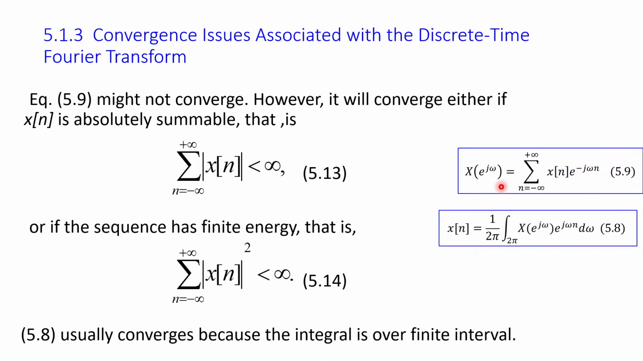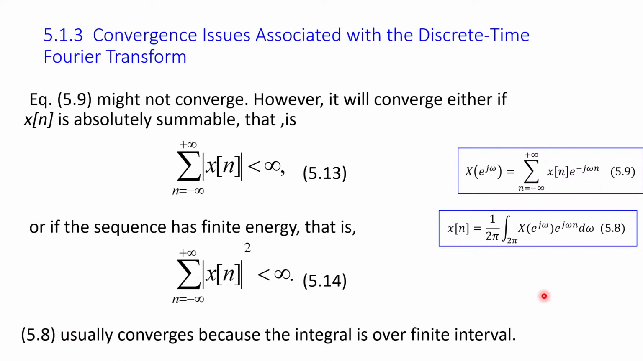But we have 2 conditions under which it will be convergent. That is, if it's absolutely summable, so the sum of the absolute value is finite, or if the sum of the square of the absolute value is finite, so finite energy. If either of these is true, then this will converge. So that's just 2 conditions. We didn't actually give a derivation here.